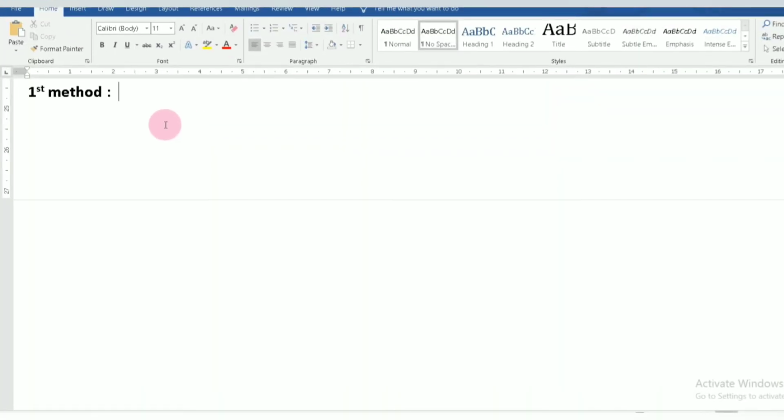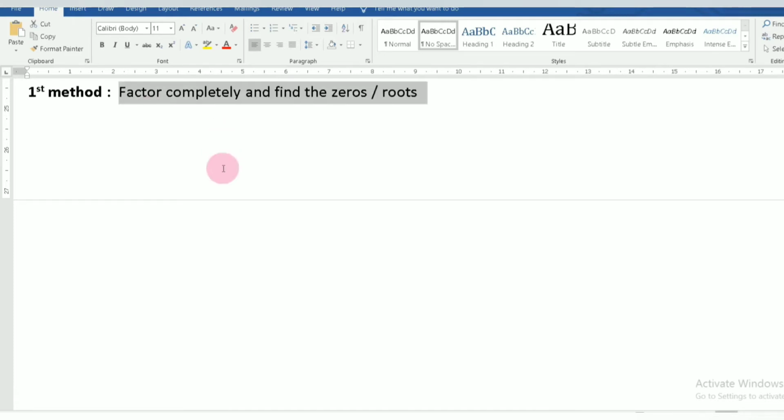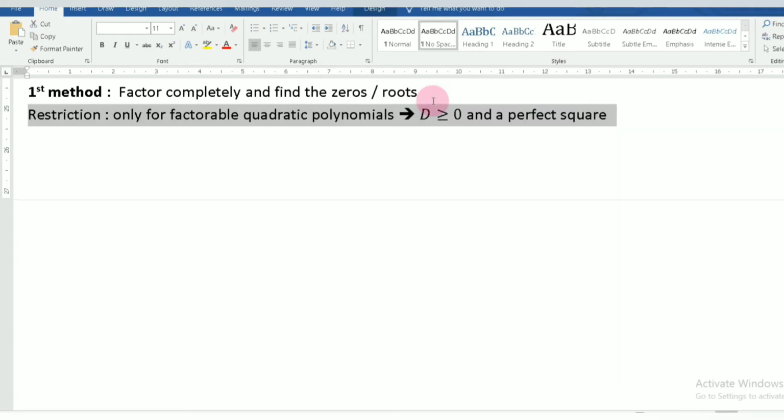The next question is how to find the values of the x-intercepts. In this video, I will introduce you to two methods. The first one is to factor completely and find the zeros or the roots. Later, I will show you what the zeros and the roots are, but of course, we have discussed this since chapter 1.